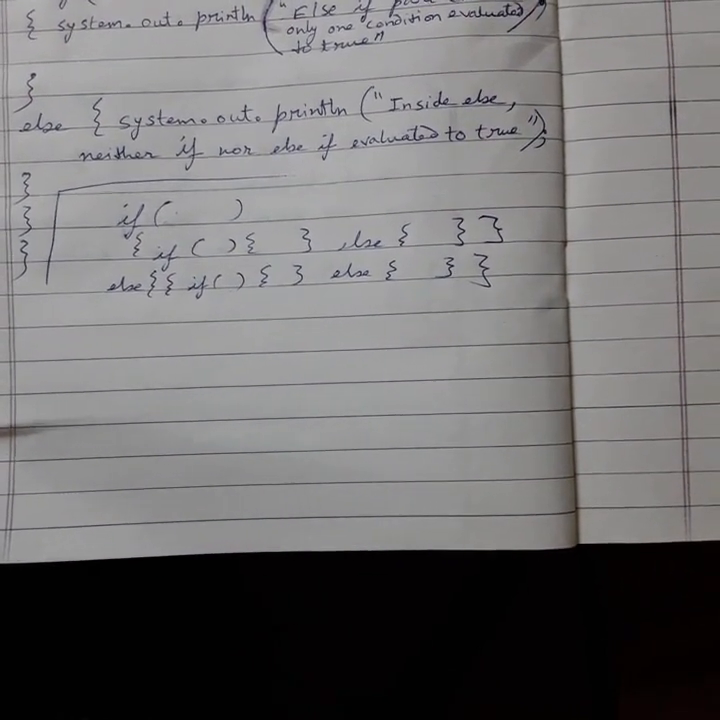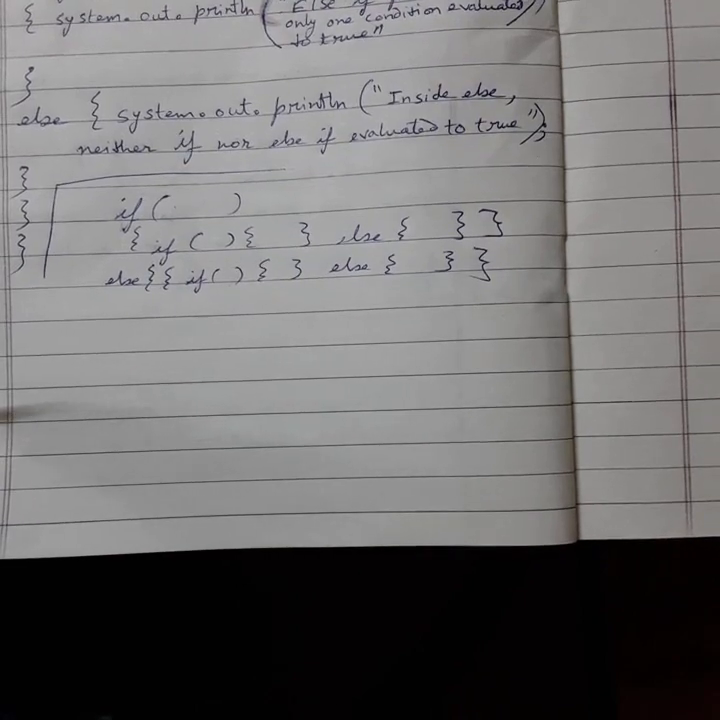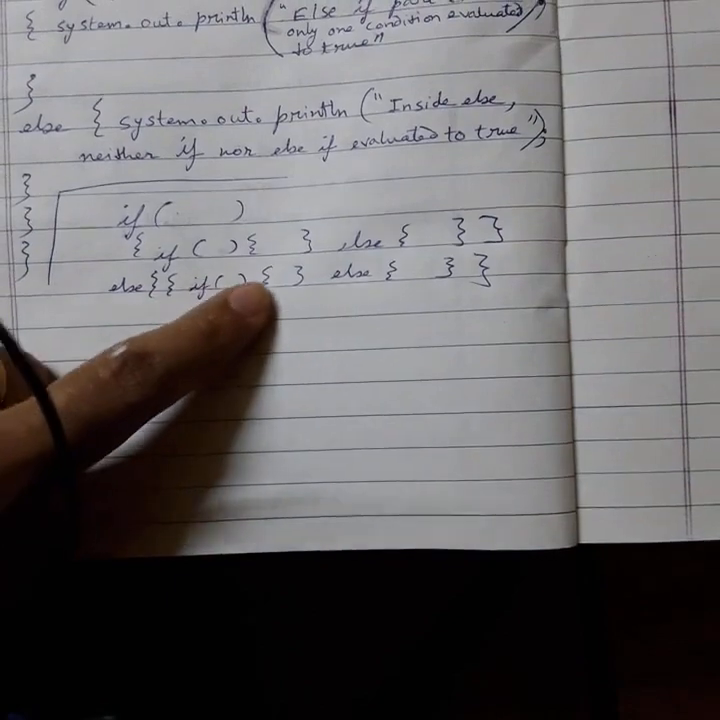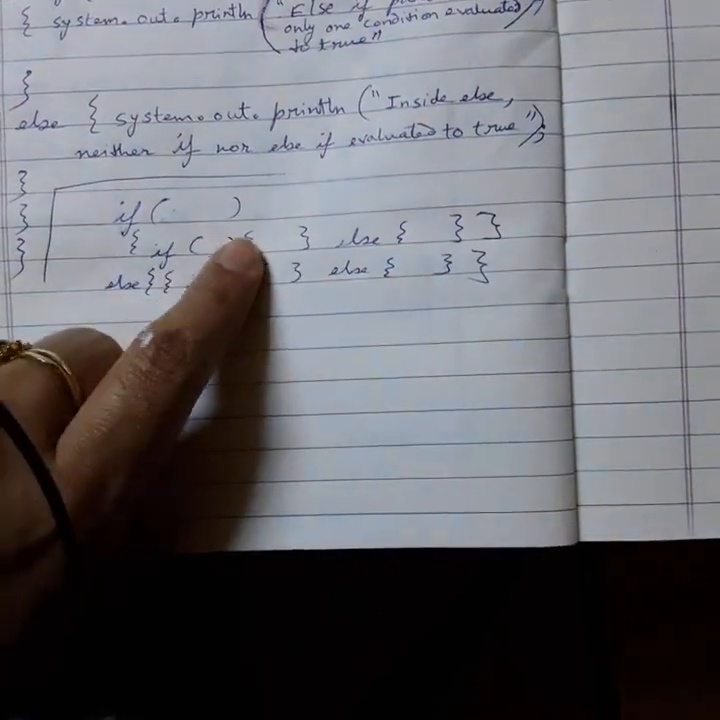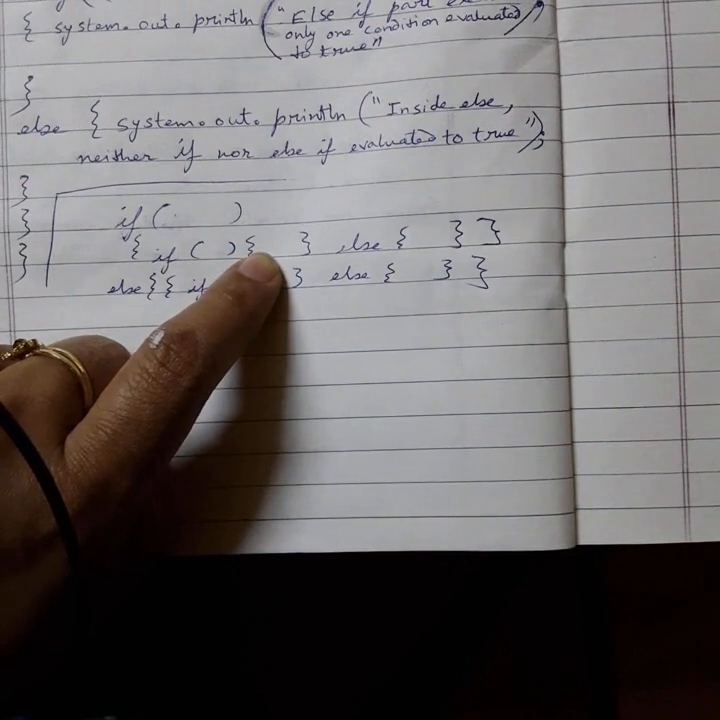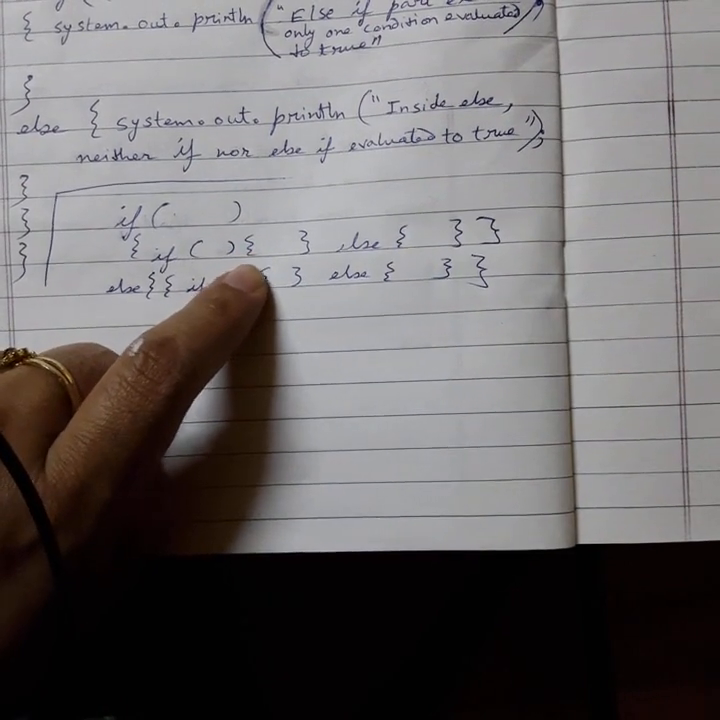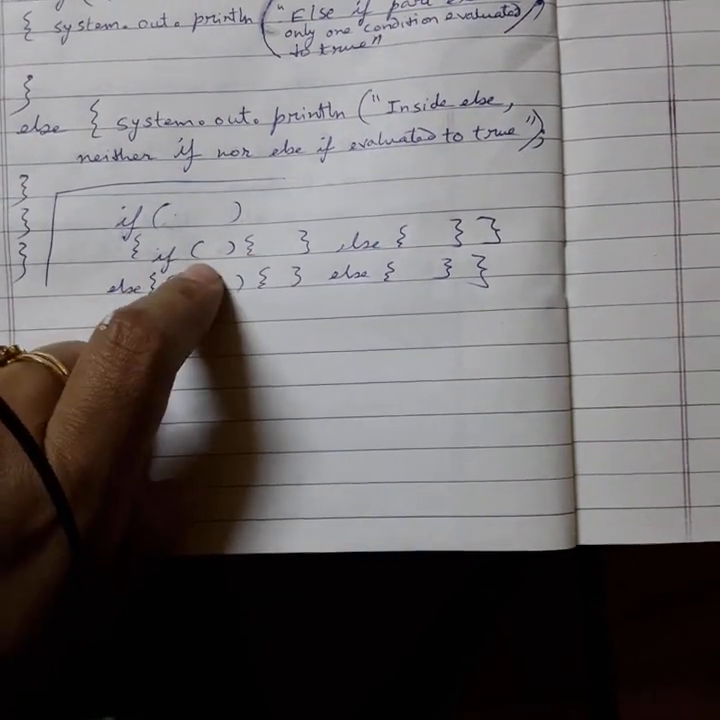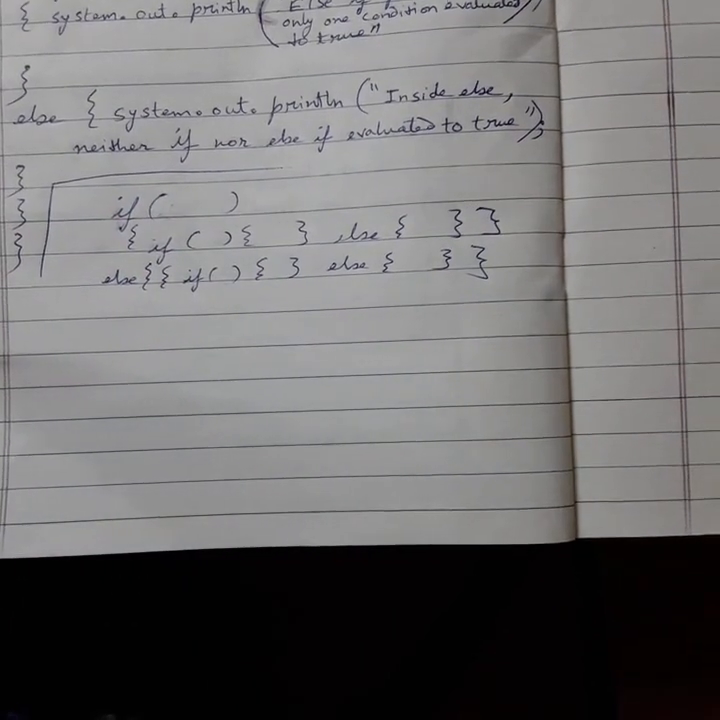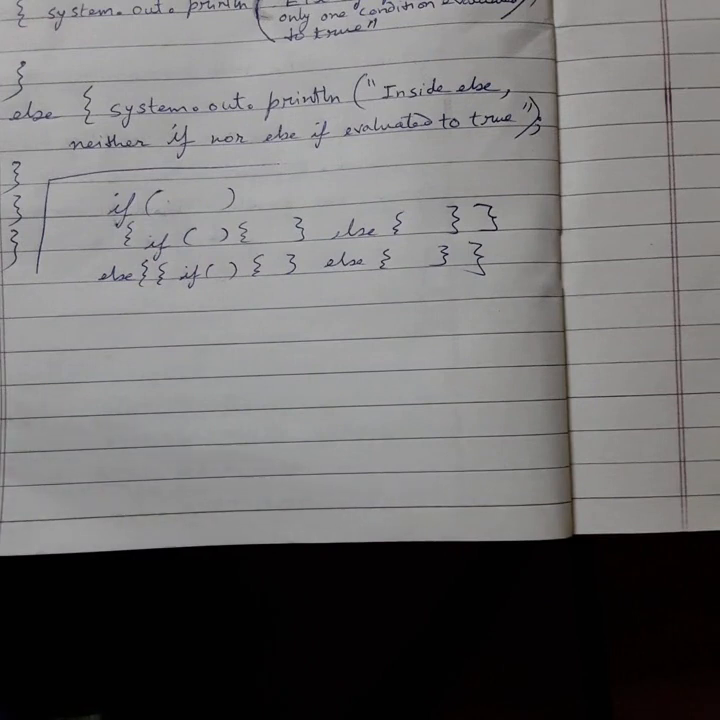And we can have another pair of if else here and here and here and here. So if inside else inside if else inside if, so triply nested. So we can have nested if else like that.